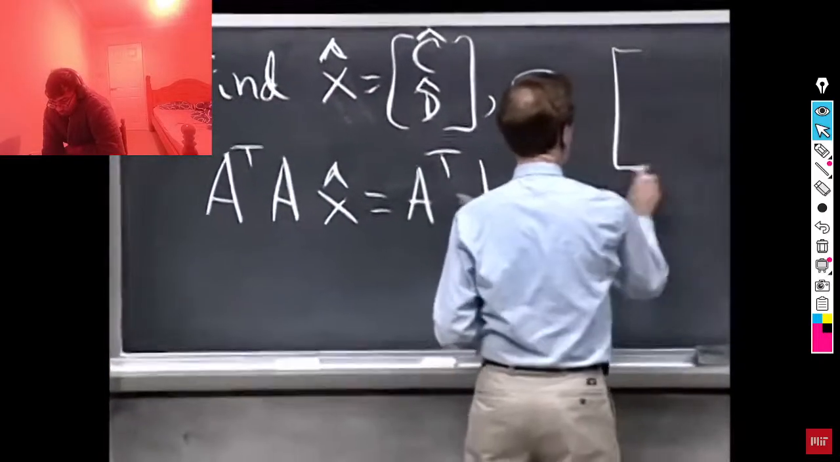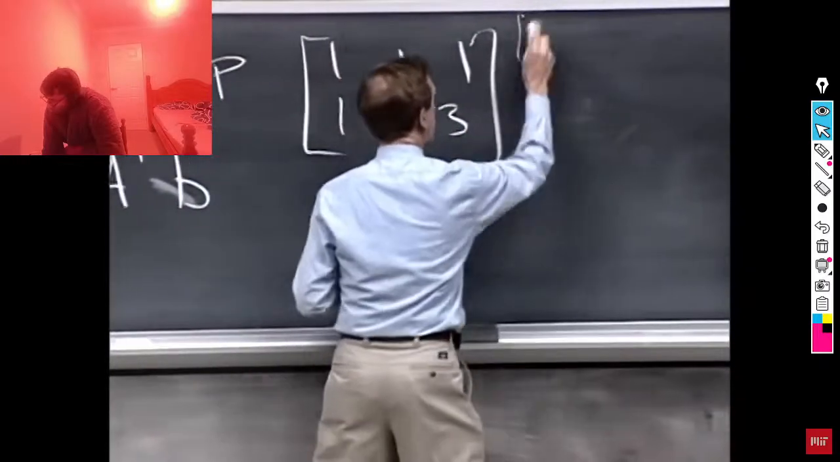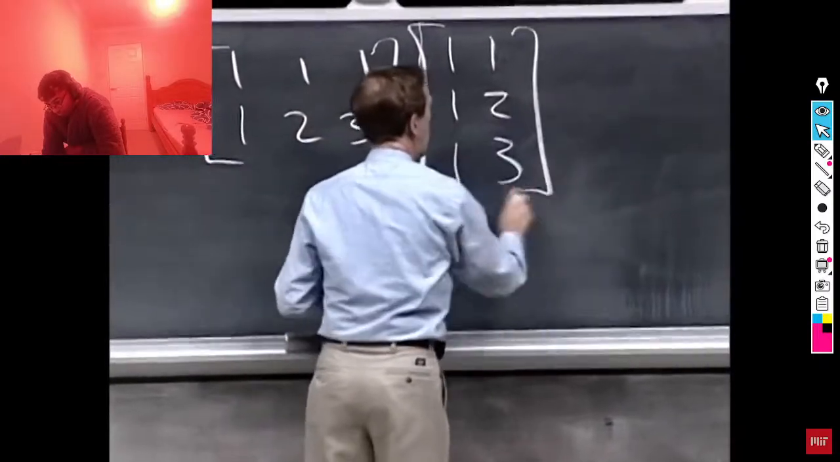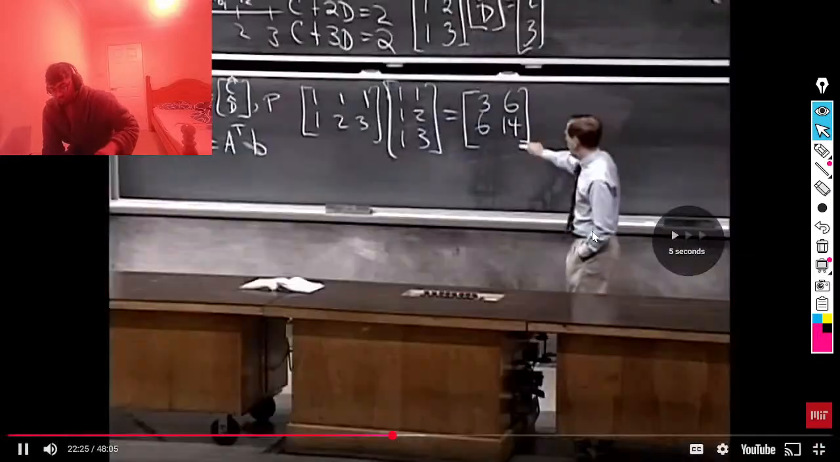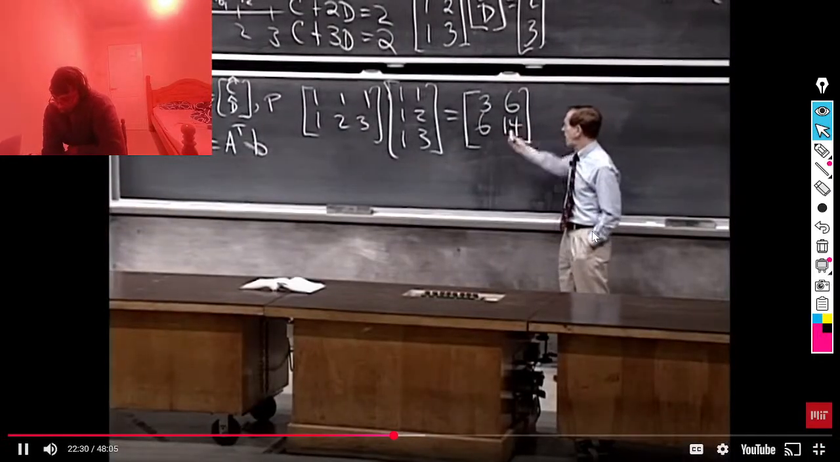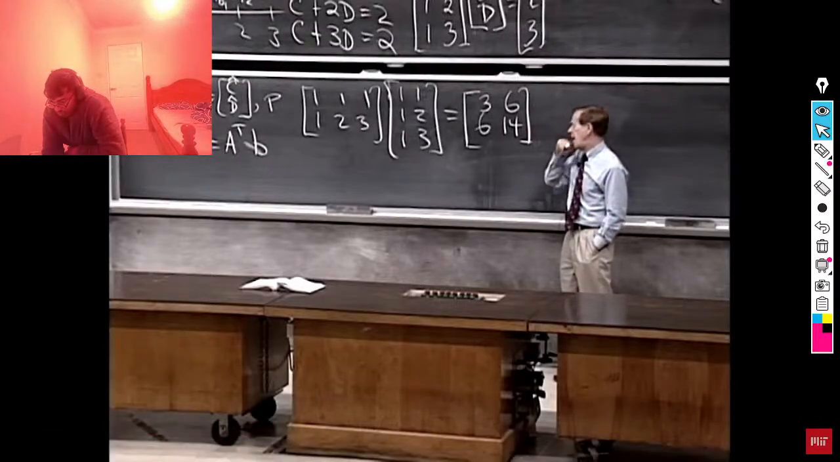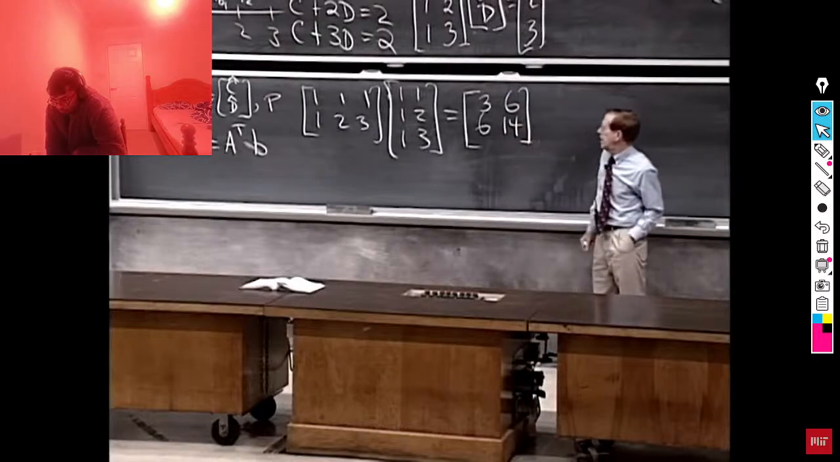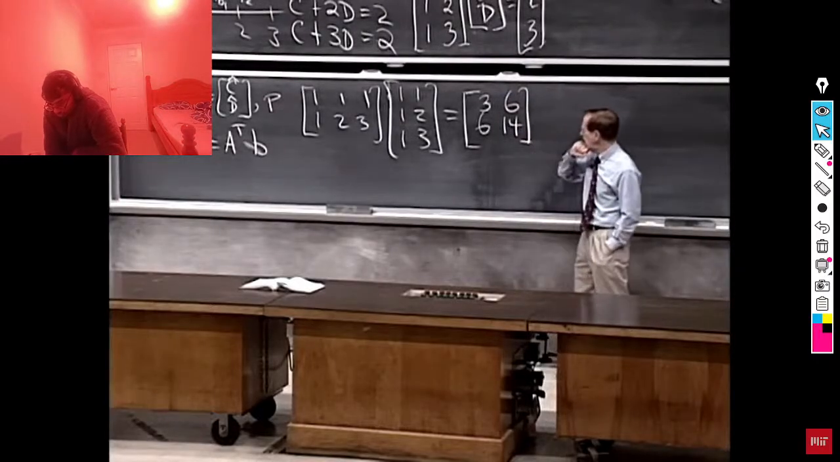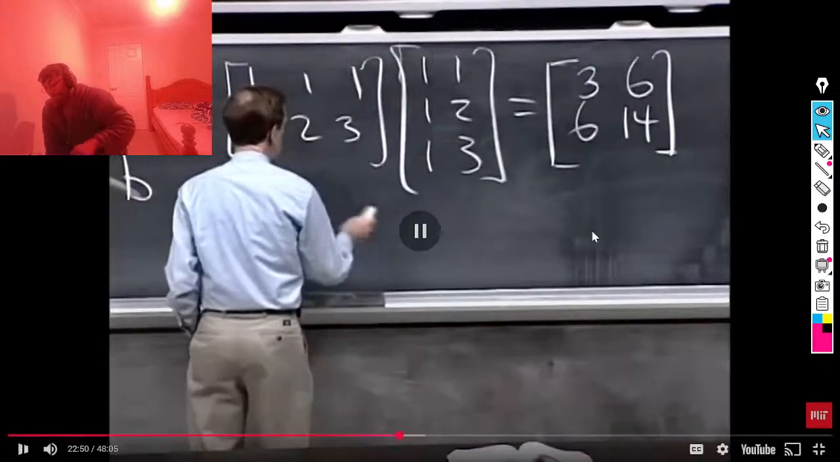So I have to figure out what these matrices are. 1, 1, 1, 1, 2, 3, times 1, 1, 1, 1, 2, 3. That gives me a matrix. I expect it to be symmetric. I expect it to be invertible. And near the end of the course, I'm going to say I expect it to be positive definite. That's a future fact about this crucial matrix A transpose A. Okay, and now let me figure A transpose B.